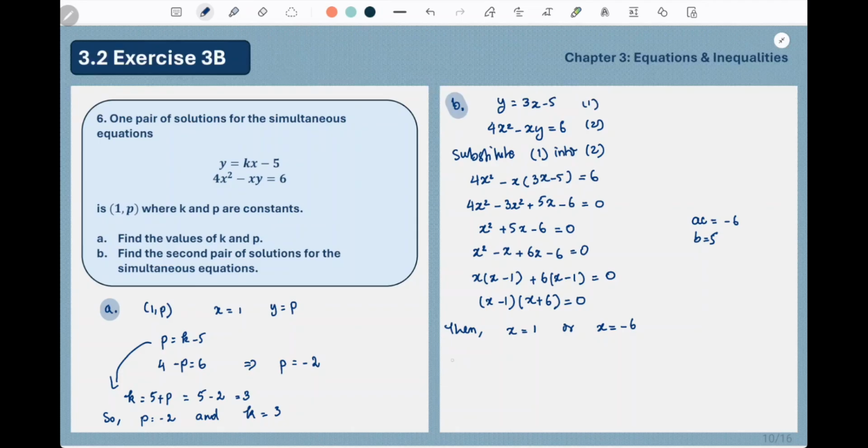So the second pair of solutions is x equal to minus 6. And for y, y is going to be 3 times minus 6 minus 5, which is y equal to minus 18 minus 5, that's minus 23. And yeah, we've found the second pair of solutions and we've finished today's questions.